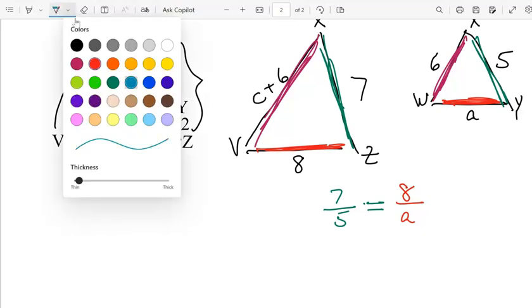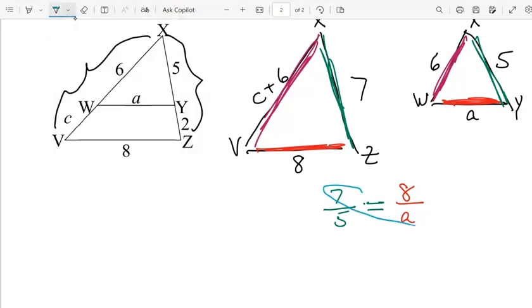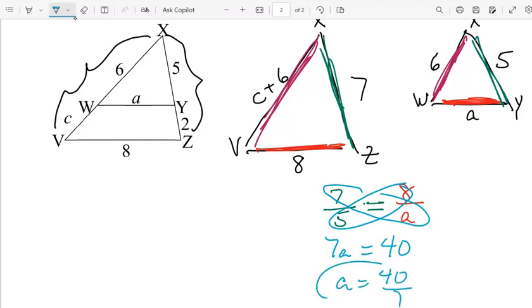In order to solve this proportion, I'm going to cross multiply. So 7 times A is equal to 8 times 5, which is 40. And then divide both sides by 7, and we get 40/7. That's something that doesn't reduce. That's okay. Leave it as an improper fraction. And now let's solve for C.